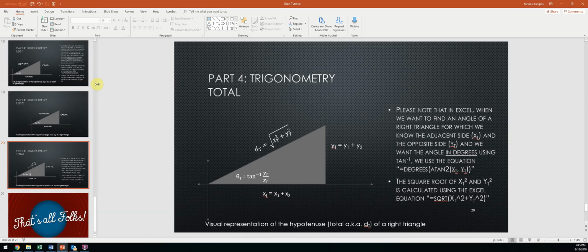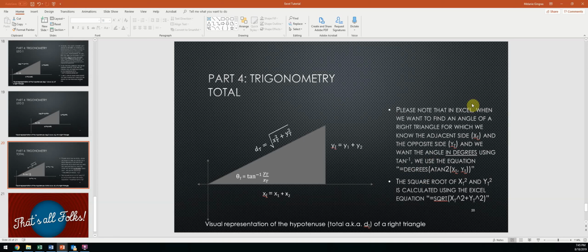So let's take a look at our visual again. Theta t is equal to inverse tangent of yt over xt. That's the last part of SOHCAHTOA, the TOA part. So tangent is equal to our opposite side over our adjacent side. This might be a little bit counterintuitive in Excel. When we want to find the angle of a right triangle, remember that Excel likes to work in radians. So we're going to have to enter in degrees, and then for arctangent, atan2 is the function that we're using.